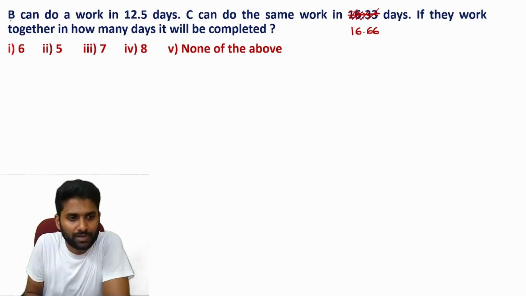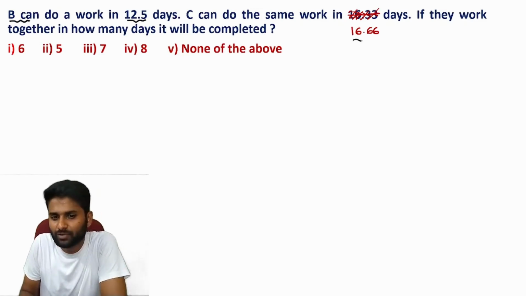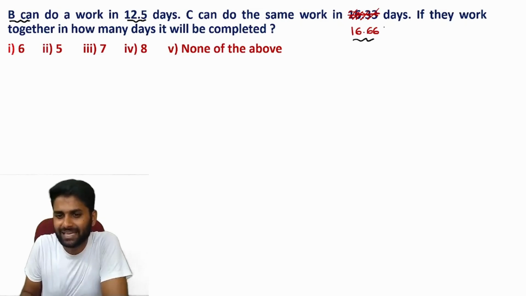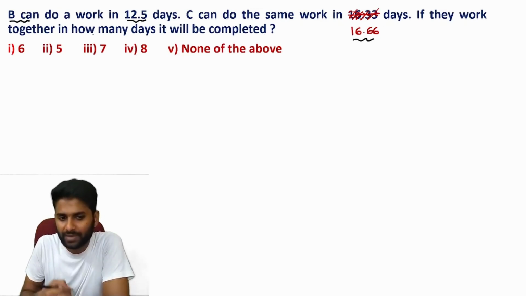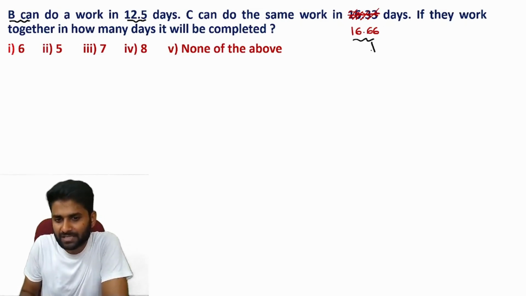Now let's see this question. B can do a work in 12.5 days. C can do the same work in 16.66 days. If they work together, in how many days will it be completed? 16.66 is all about 16 2 by 3 days. Now 16 times 3 is 48 plus 2 is equal to 50 by 3 days.